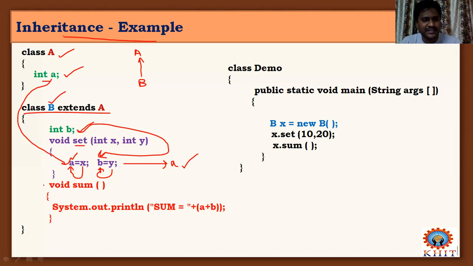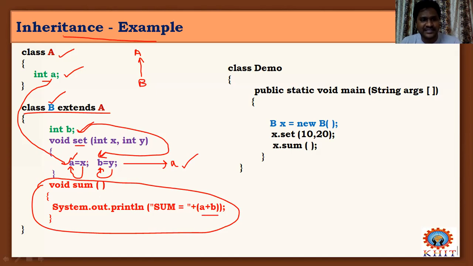And inside this subclass, there is one more method, the sum method. This sum method adds these two values A and B, the instance variable of the superclass and the instance variable of the subclass. So these are the class behaviors and properties. Class A has one instance variable, class B has one instance variable and two methods. One is the set method, initializing the instance variables of both superclass and subclass, and the sum method sums those two values.